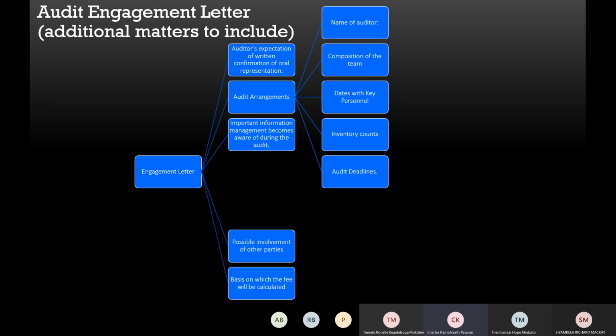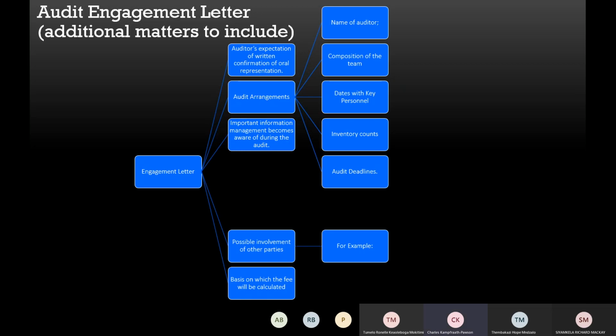Very important. And then obviously the audit deadlines. We must discuss this with the client, because the client might have an expectation of when they want the report, and we must agree that that deadline is reasonable.